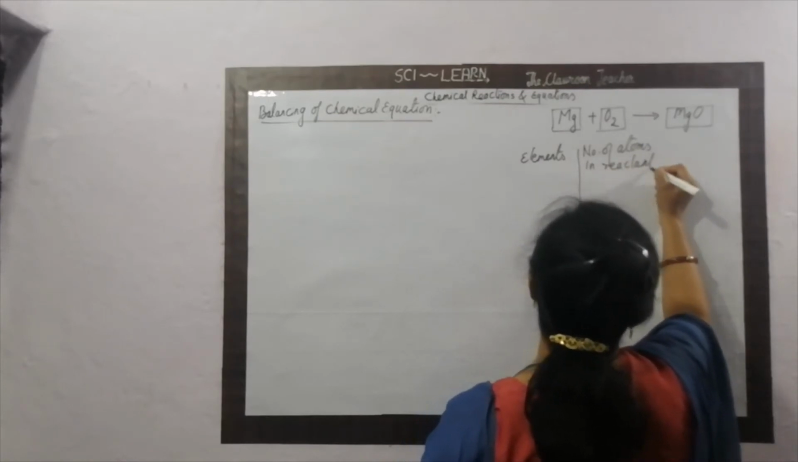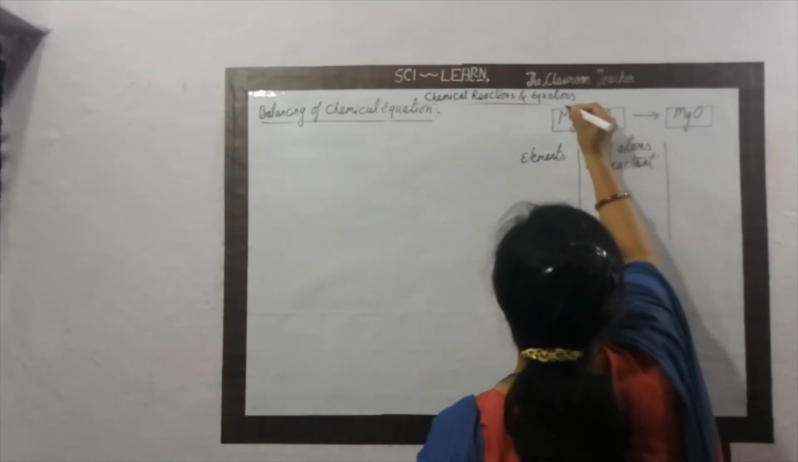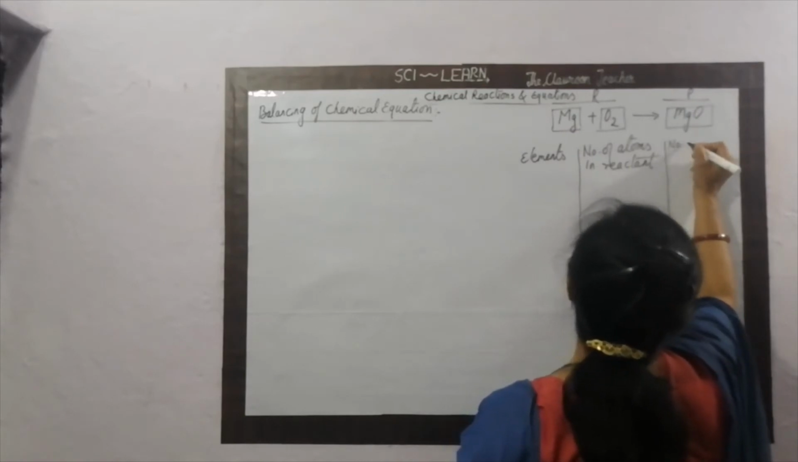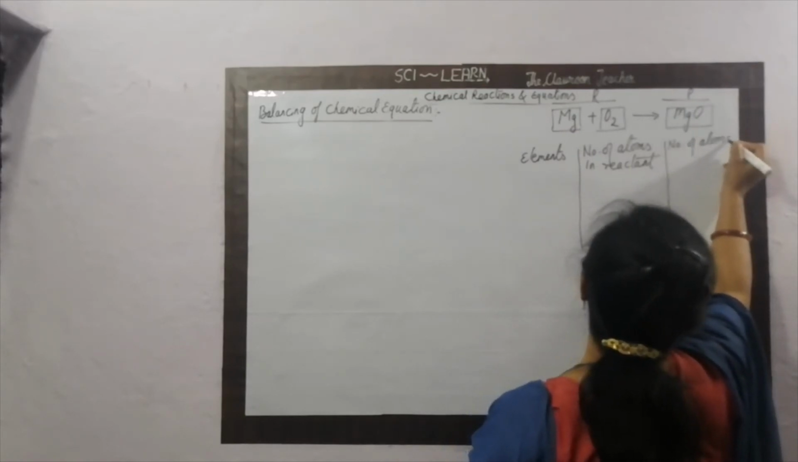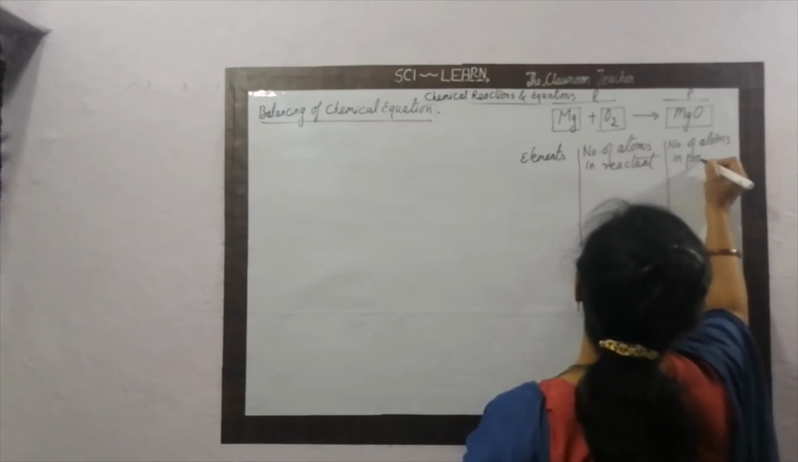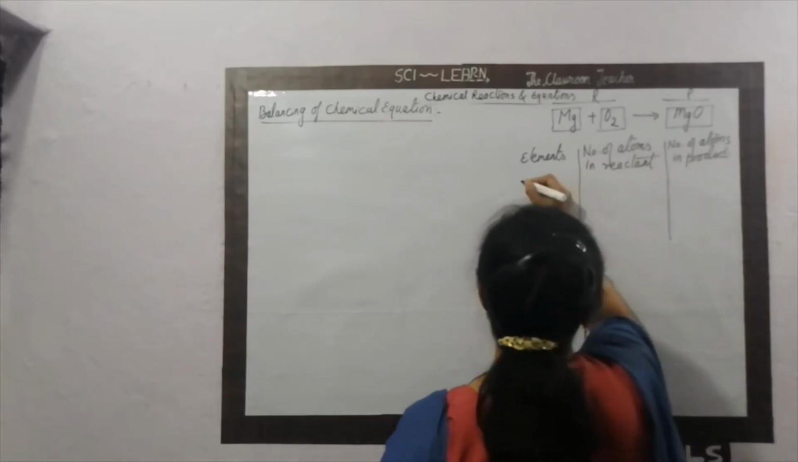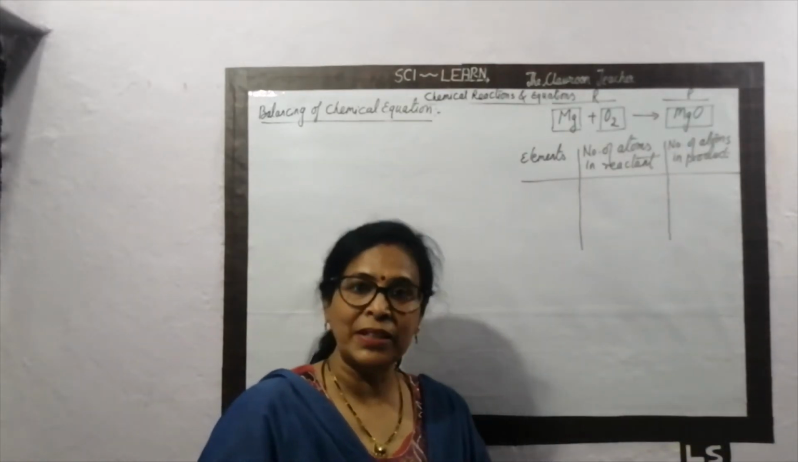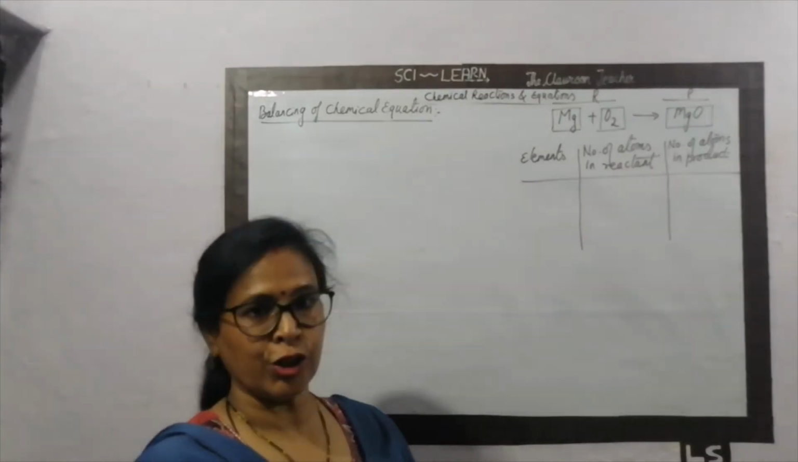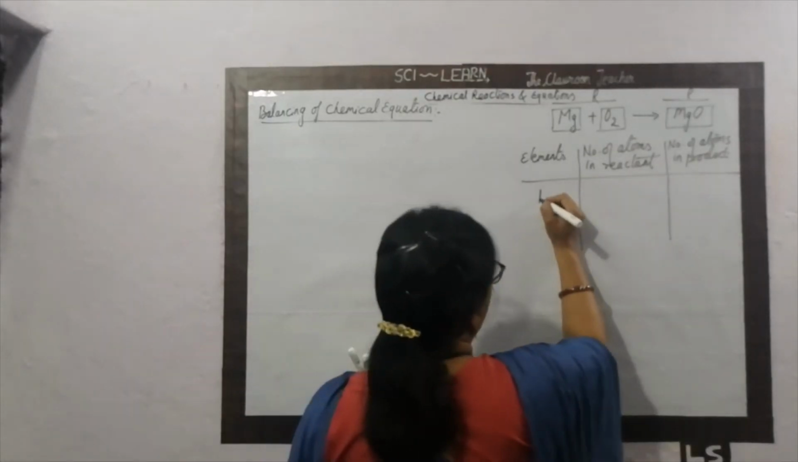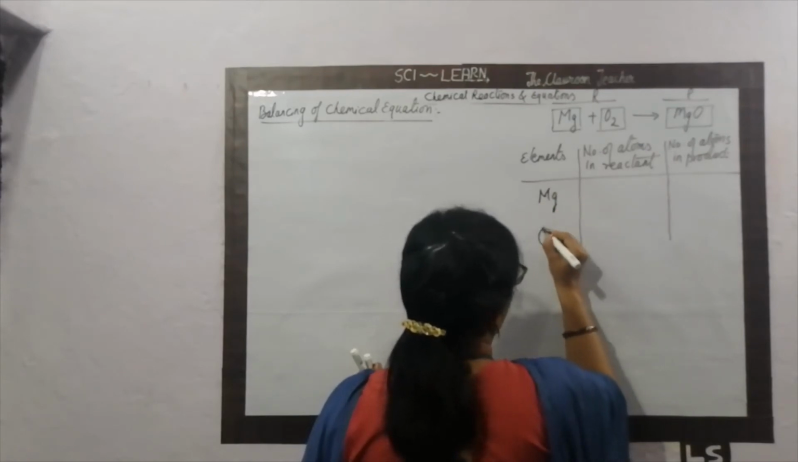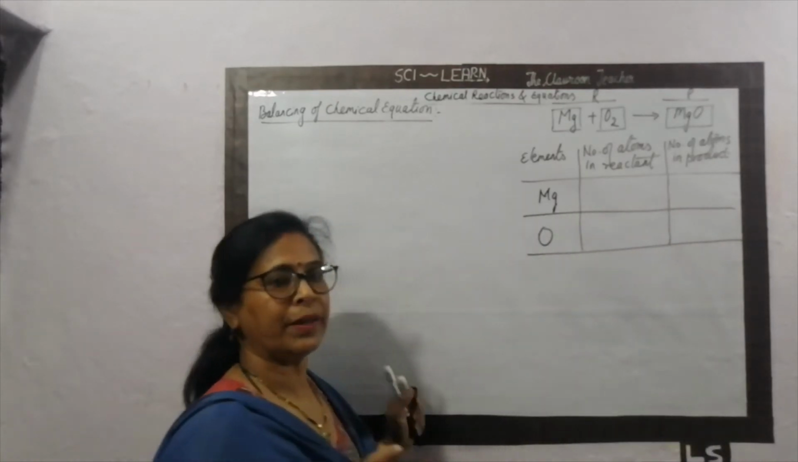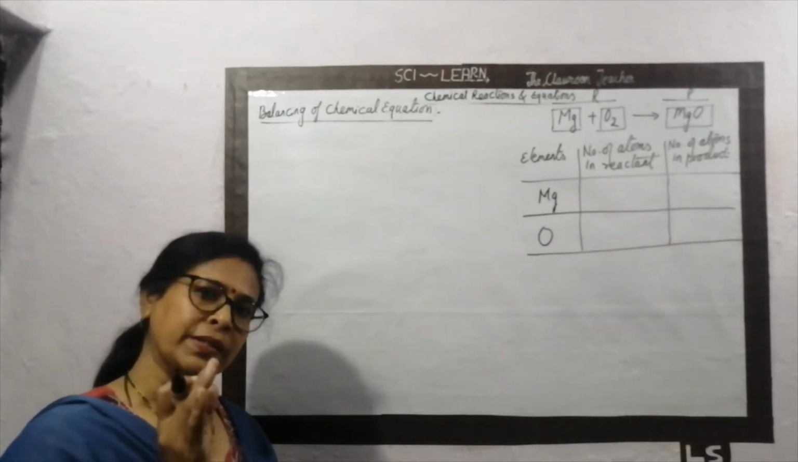As we know, there are two parts of the reaction. This is called the reactant and this is called the product. Then the number of atoms in the product. Okay, we have to make a list. First list out how many elements are present here. In the given equation, 2 elements are there: one is magnesium and one is oxygen. Okay, this is a small list. Now count the number of atoms present in the reactant and in the product.